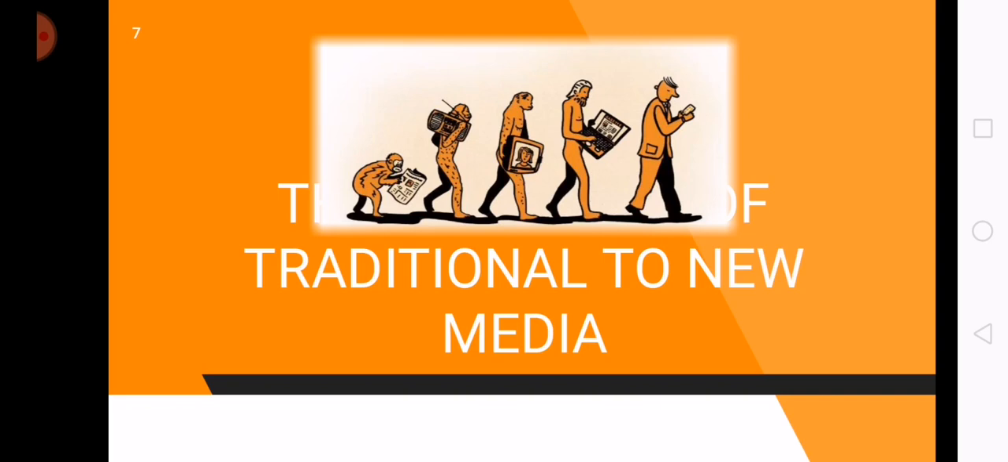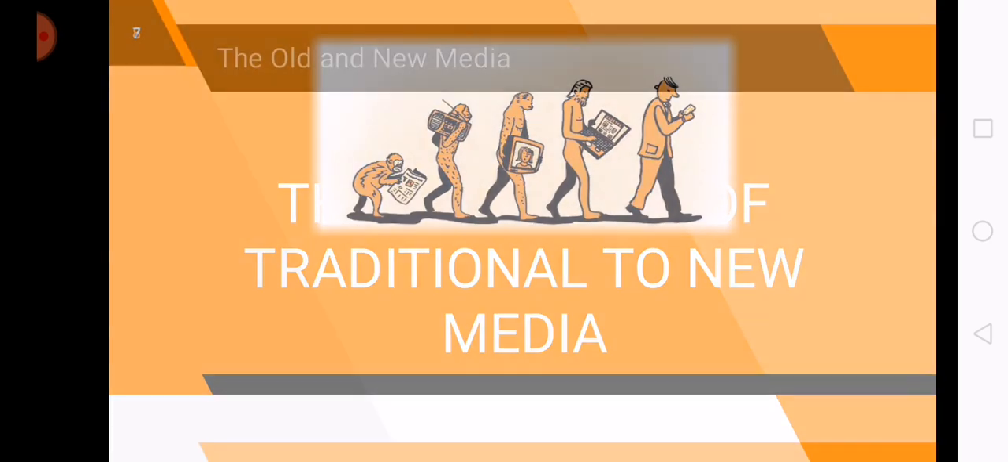It is covered by the picture, but that is the evolution of the traditional to new media. When we say evolution, it has something to do with changes. So from traditional to new media, there has been an evolution, there have been changes. So let us know how and let us know why.